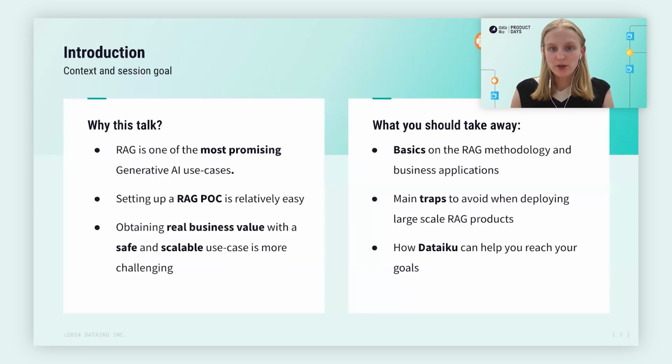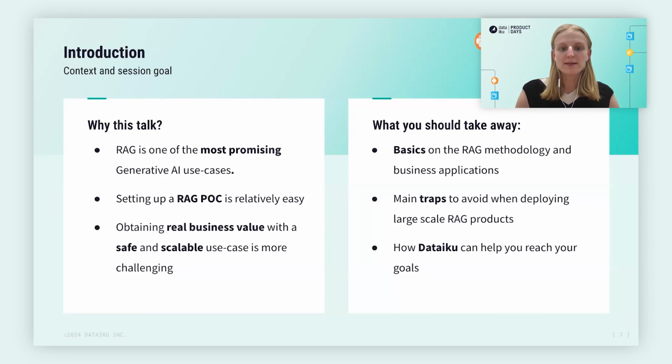So let's start with an introduction on why this talk. In the past months, within Dataiku, we have supported dozens of customers in setting up their first generative AI use cases, and we have learned a lot on the way. The first learning is that RAG is definitely one of the most promising generative AI use cases. It's often the first use case that our customers want to implement when we talk about Gen AI. And usually, setting up a POC, a proof of concept, is relatively easy. It can be done in a few weeks.